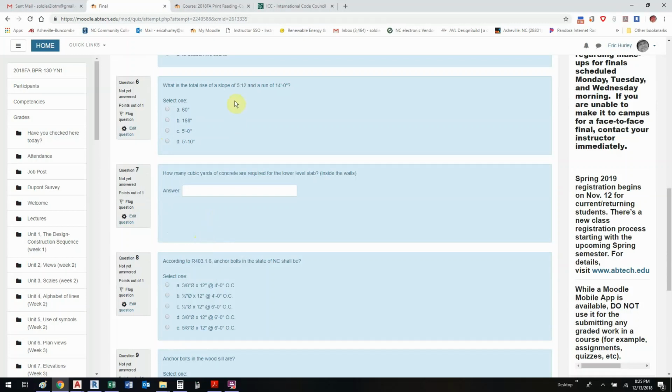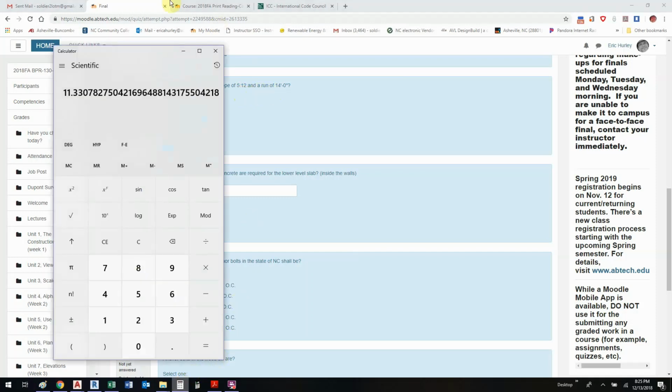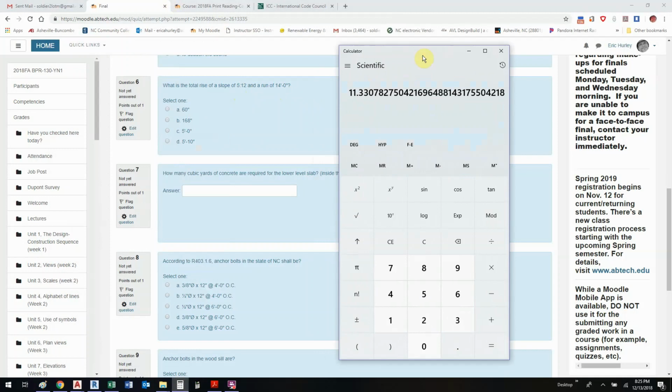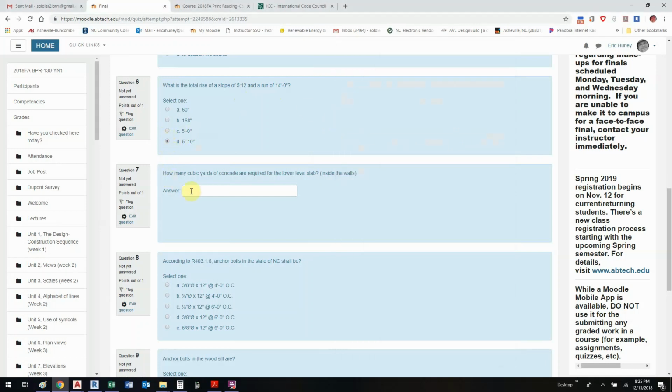What is the total rise of a slope of 5 in 12 and a run of 14 feet? To do that, basically it's 5 divided by 12 times 14, which gives us 5.8333, which is 5 foot 10 inches.